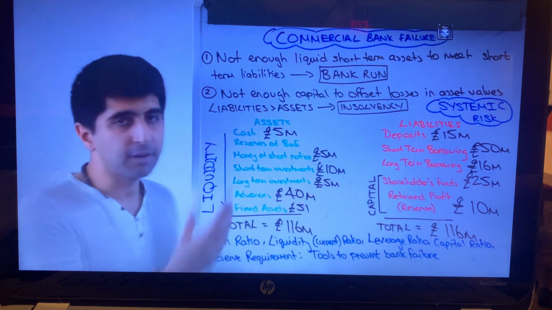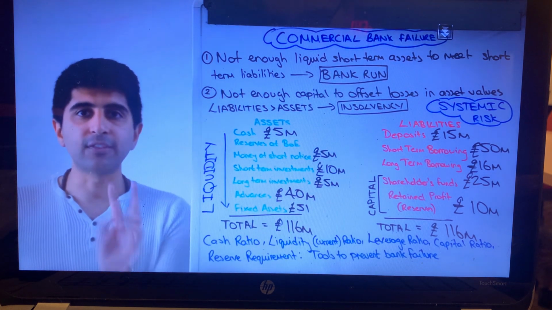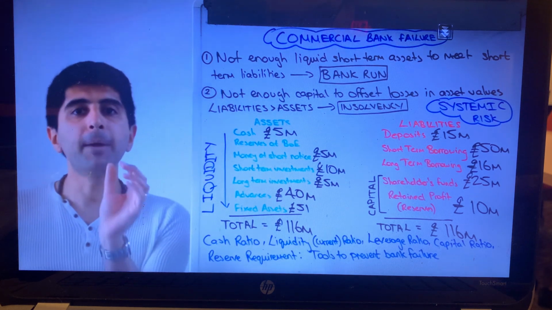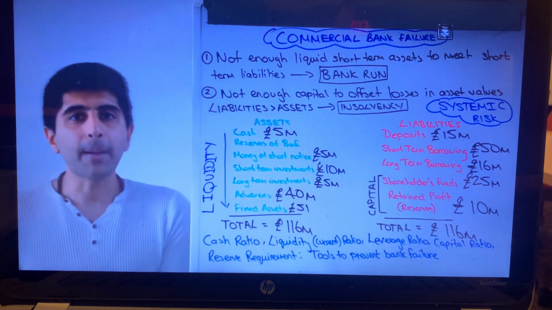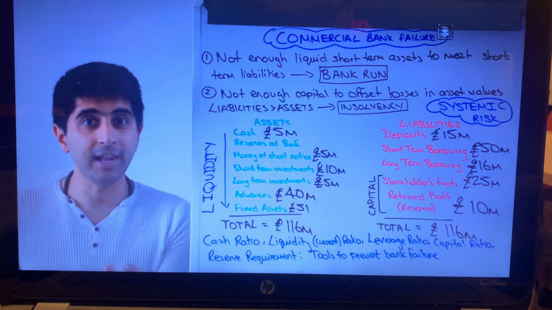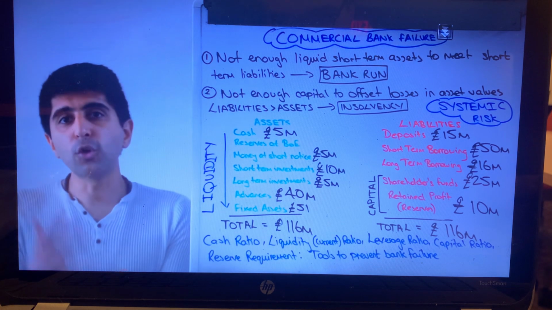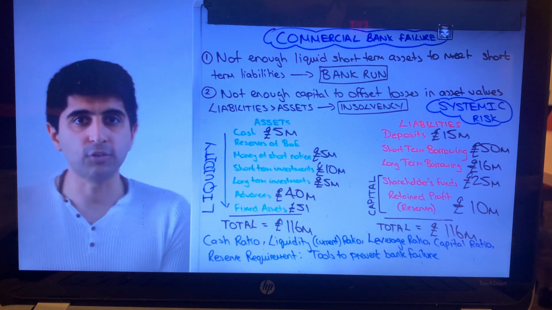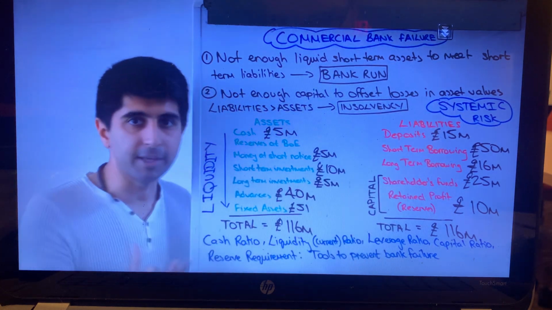So we understand the bank run, we understand insolvency as the two sources of bank failure. But crucially, guys, you need to know that banks don't necessarily fail in isolation. When they fail, it can cause a ripple effect throughout the financial industry. This is known as systemic risk.